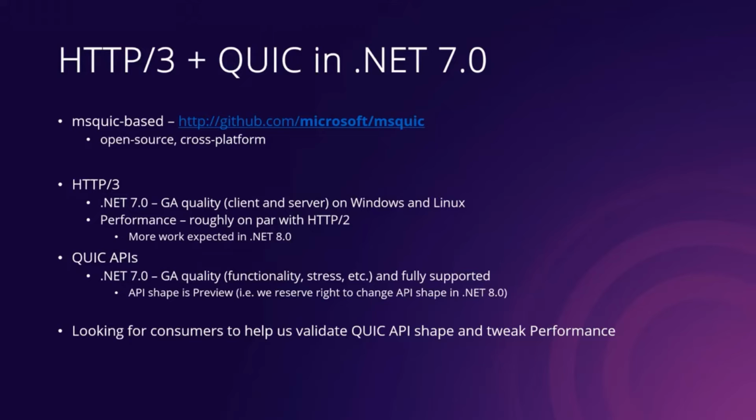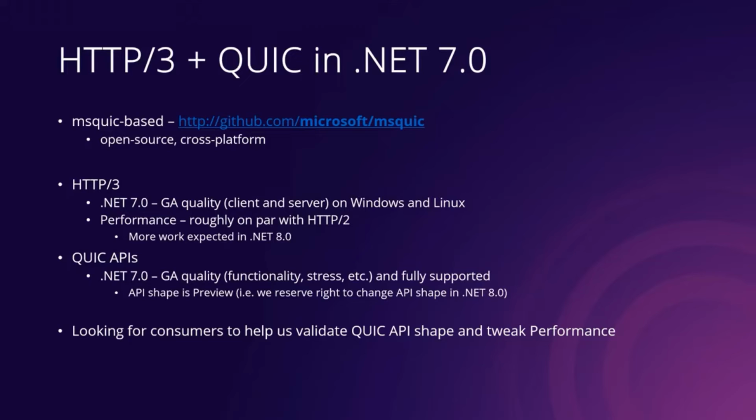Now the QUIC APIs are a little bit tricky. They are general availability as well, fully supported, but only from a functional, stress, and functionality perspective. The API shape itself is still marked preview, because we didn't get really great validation from customers. That's something we're looking for. So we reserve the right to change and adjust the API in .NET 8.0. You should not expect major changes, but final touches here and there.